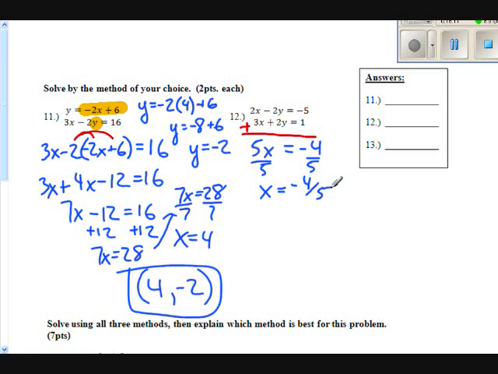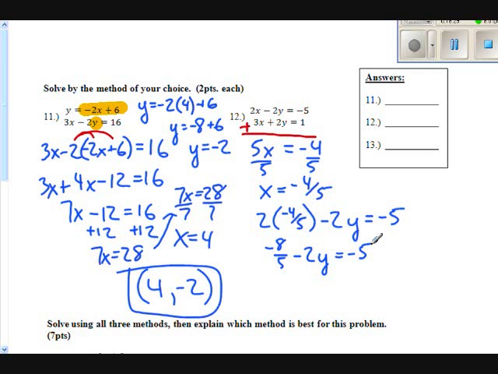So I'm going to plug this back into one of them. I'm going to take the first equation and plug the negative 4/5 back in, and solve it for y. So that's going to be negative 8/5 minus 2y equals negative 5.